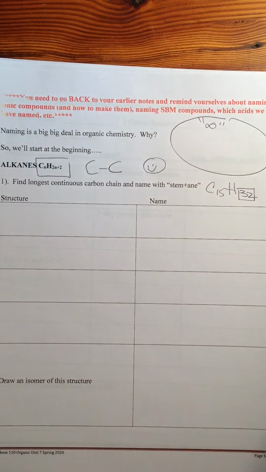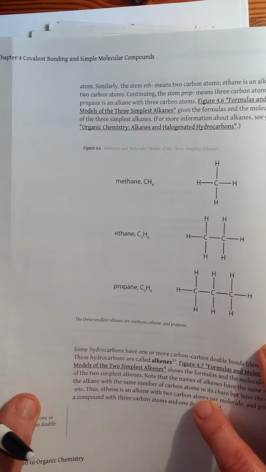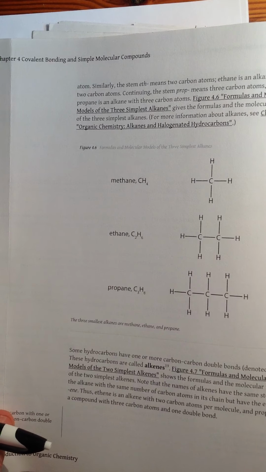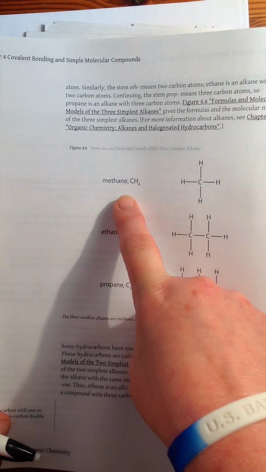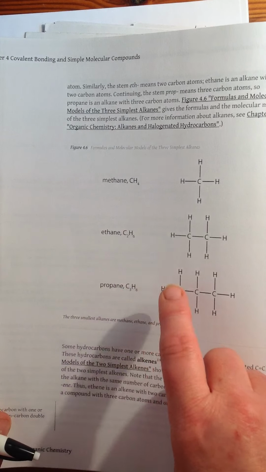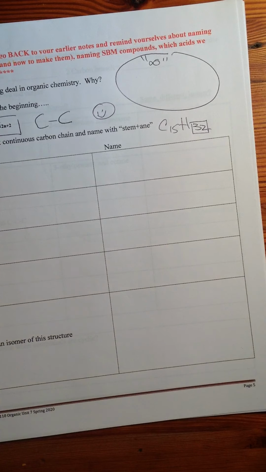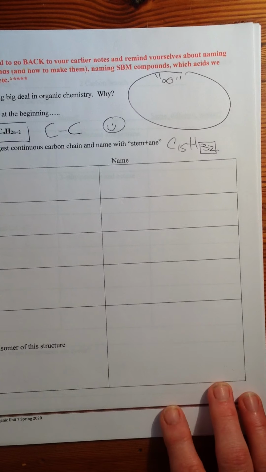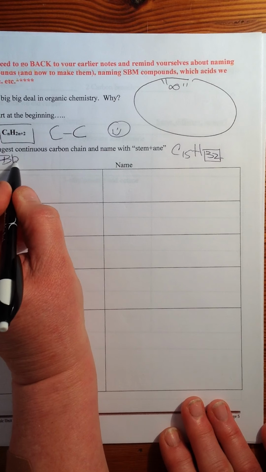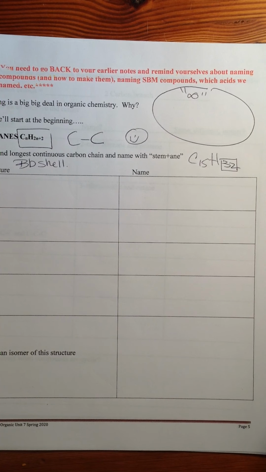Okay? Now, to name this, you need to find the longest continuous carbon chain and name it according to the stem plus ANE. So the question is, what are the stems? Now, your book is not real great. This is page 238 in your book. Meth, 1 carbon. Eth, 2 carbons. Prop, 3 carbons. And then it doesn't really give you all the prefixes. So on the blackboard shell, you should see a PDF of what the prefixes are. Okay, so it should be pretty similar to this one.